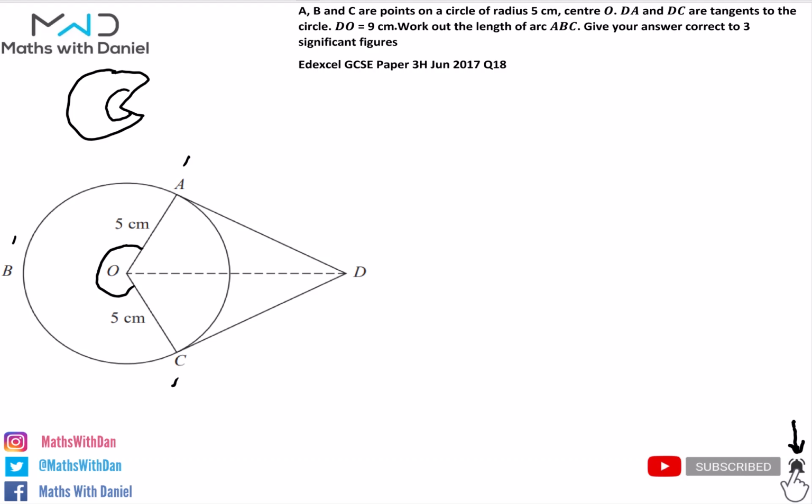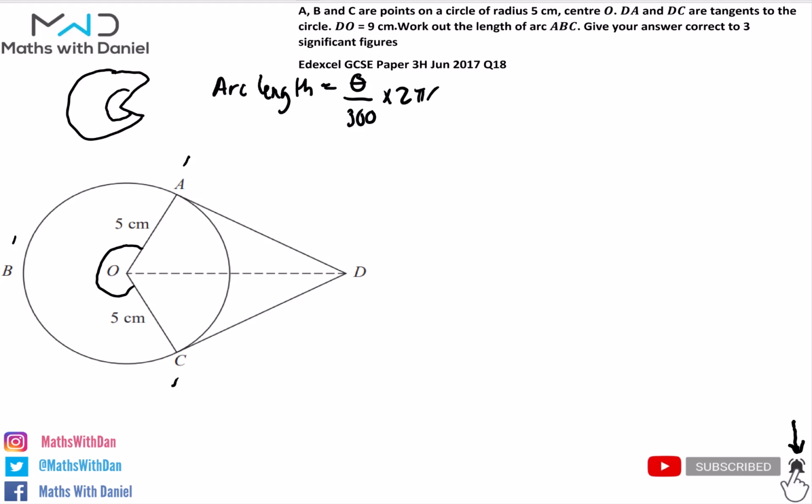And we know the formula for arc length. Arc length is equal to theta over 360 multiplied by 2 pi r. So we just need to find out what that angle is and then substitute it into the formula. Okay, how do we find that angle though?